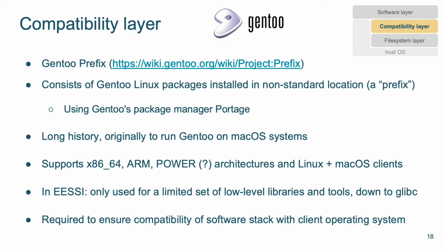The middle layer of the EESSI project is the compatibility layer, which is where we use Gentoo prefix. It basically consists of a bunch of Gentoo Linux packages installed in a non-standard location, which is called a prefix. For this, we use Portage, the Gentoo package manager. Gentoo prefix supports a range of CPU architectures, including x86, ARM, and to some extent also Power, and it has support for both Linux and macOS clients.